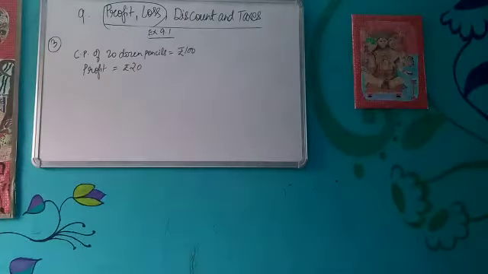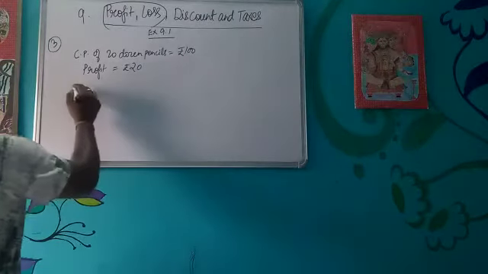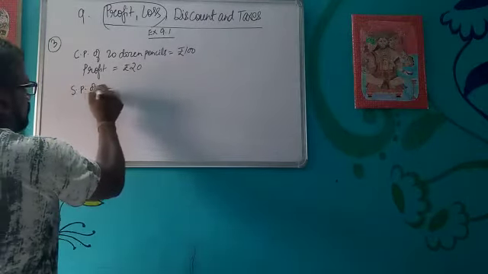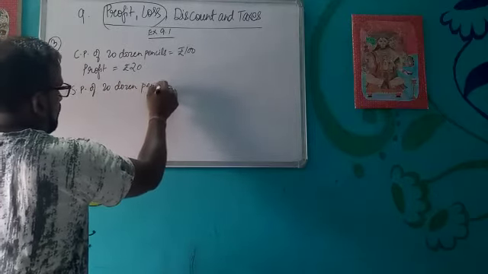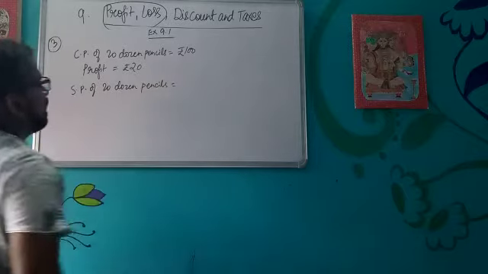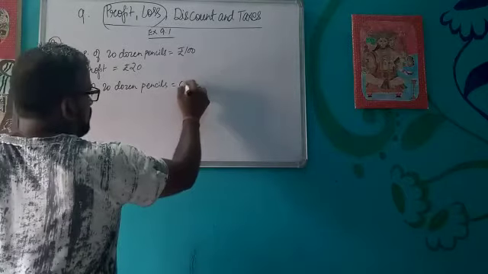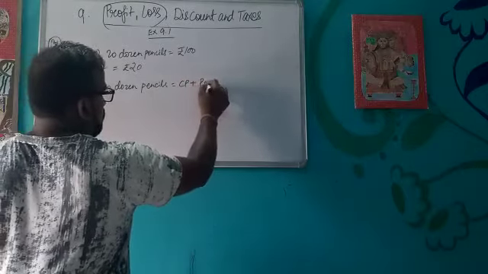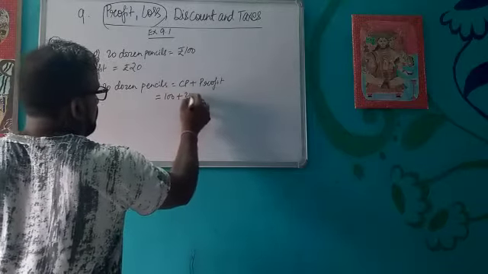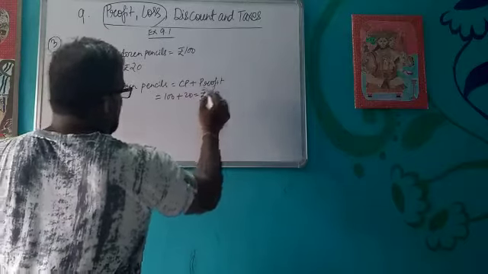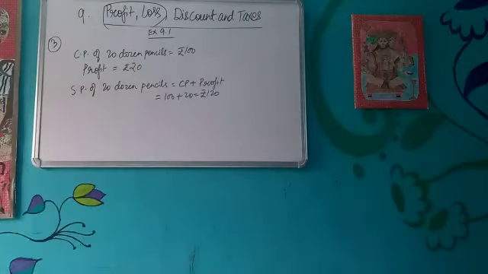So first what we will calculate? First we will calculate selling price of 20 dozen pencils. Okay, this we can calculate easily. And how we will calculate? We will simply add profit to the cost price. So that will be 100 plus 20, that is rupees 120. So this is the selling price of 20 dozen pencils.